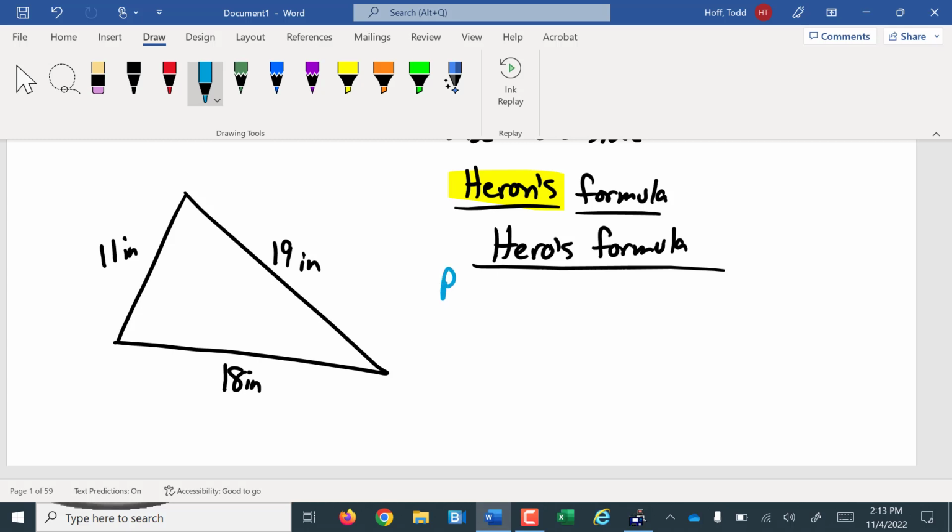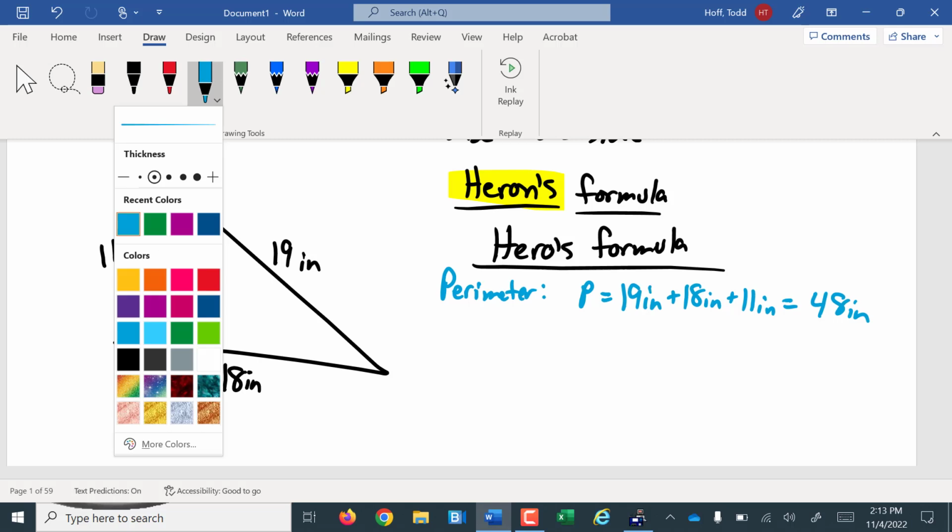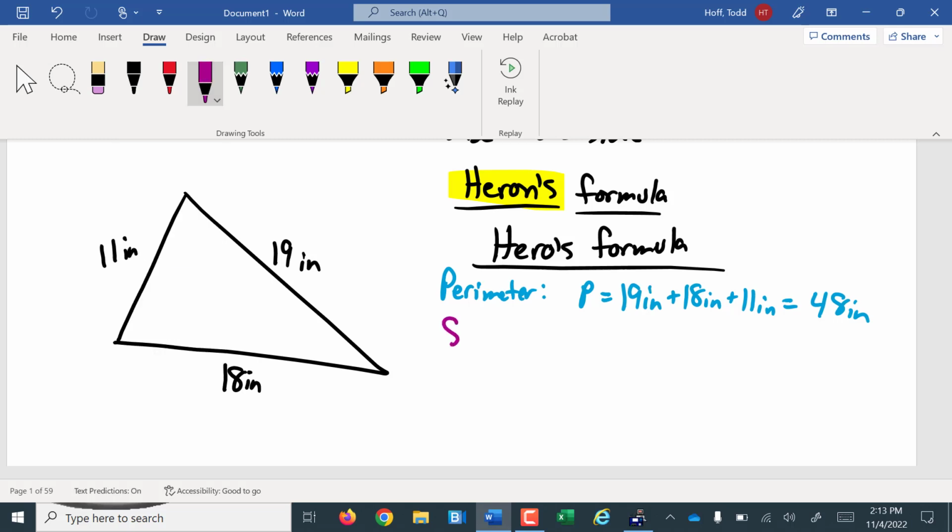The first step is to find the perimeter. How do we find the perimeter of a triangle? Add them all up. So 19 inches plus 18 inches plus 11 inches makes 48 inches, I believe. Perfect. Now the next thing, the hero actually defines something called the semi-perimeter.